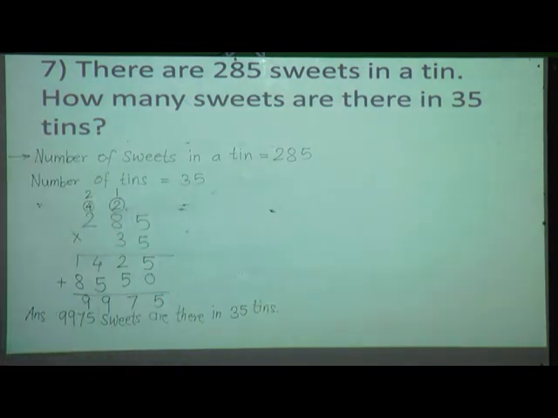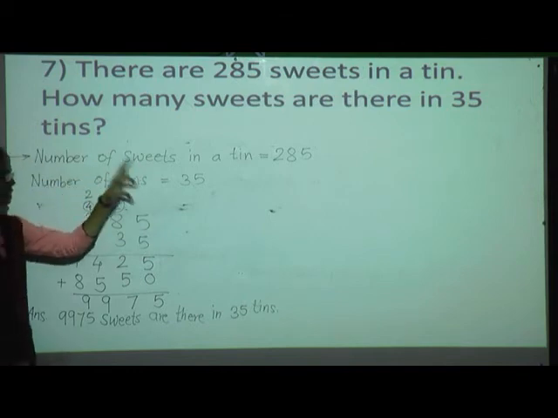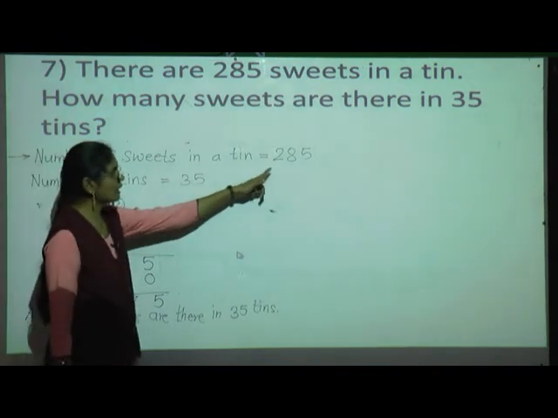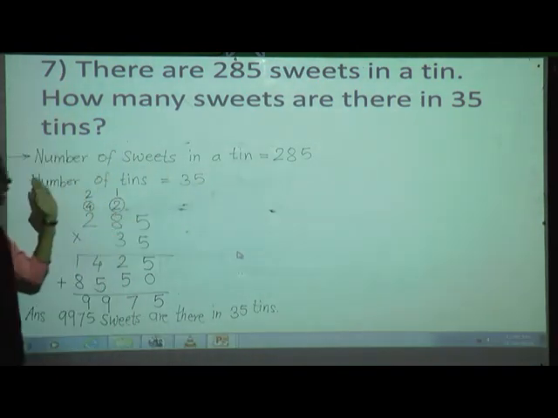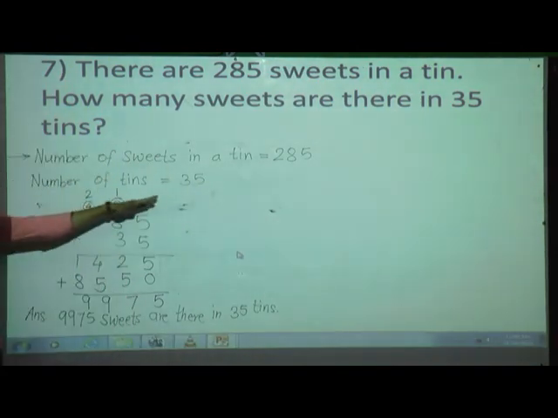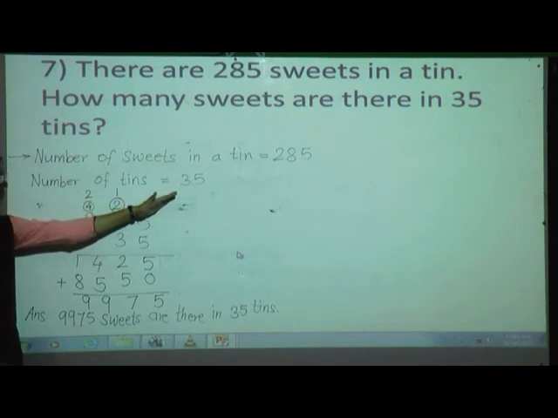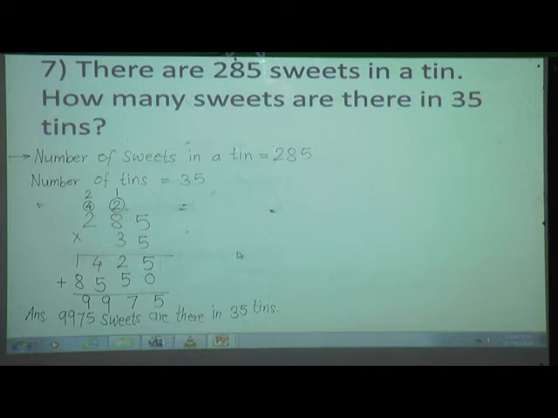Understood? See, number of sweets. We have to write first what they had given us. What they had given us? Number of sweets in one tin. In one tin there are 285 sweets and there are 35 tins. And what we have to find out? We have to find out the total number of sweets in 35 tins.